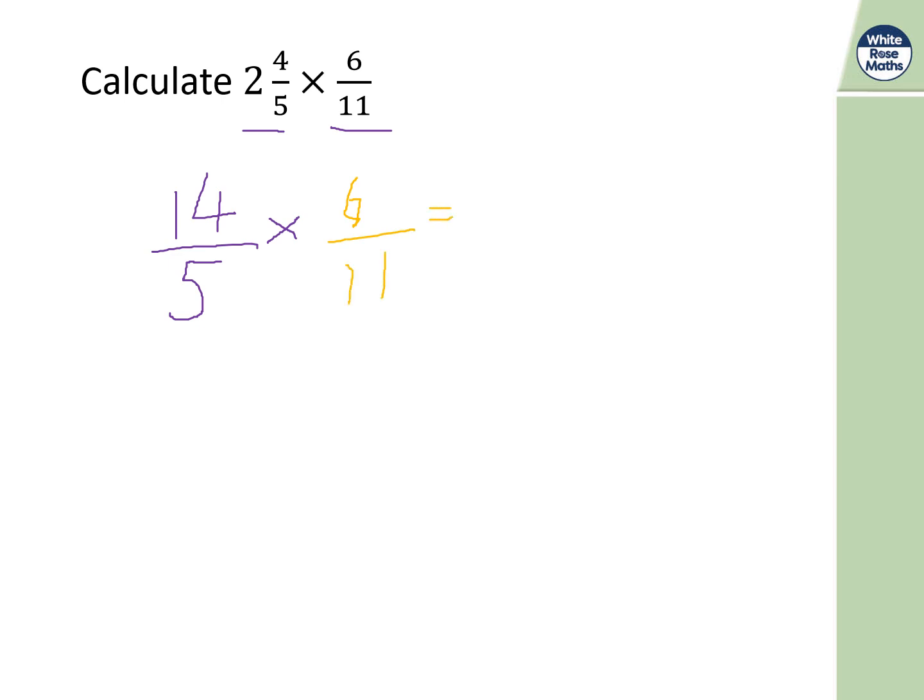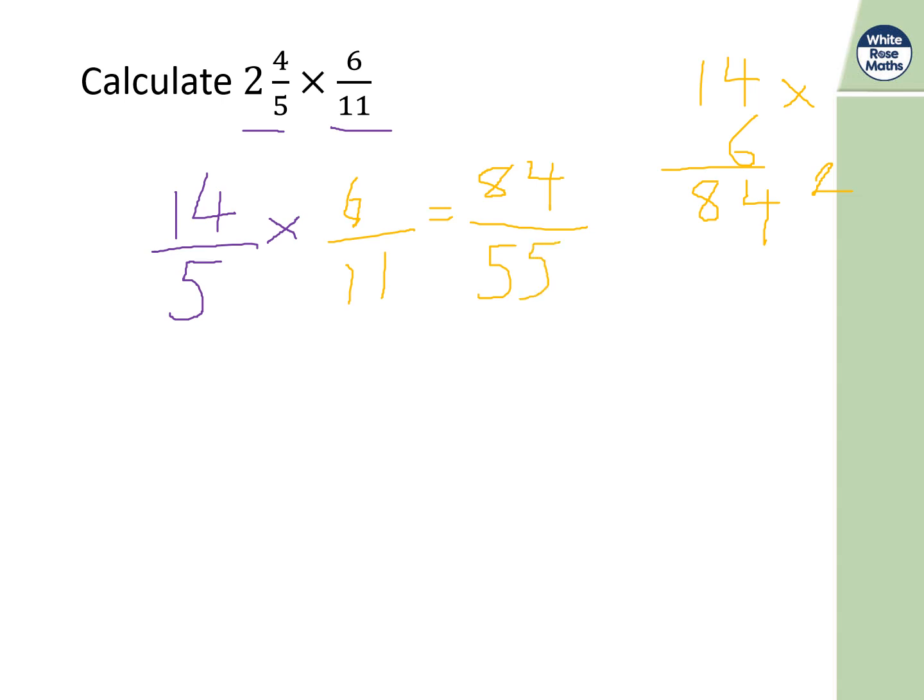So multiply the tops and multiply the bottoms together. 14 times 6, so I can just do a quick calculation here. 14 times 6. So 4 times 6 is 24, so 4, carry the 2. 6 times 1 is 6, plus the 2 is going to be 8. So you're going to get 84 on the numerator, and 5 times 11 is 55. 5 11s are 55.